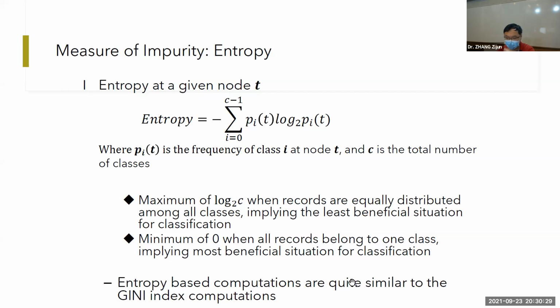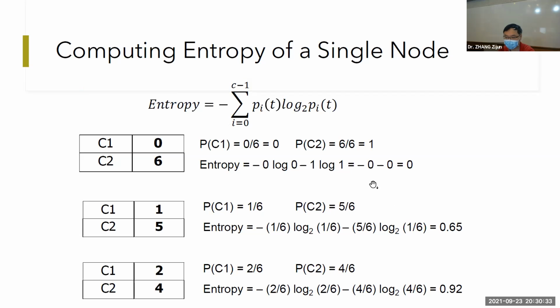Entropy-based computations are very similar to the Gini index computations. Here, we look at one example. These are also the three nodes we have seen before in the Gini index computation, but here we change the formula from Gini to entropy.